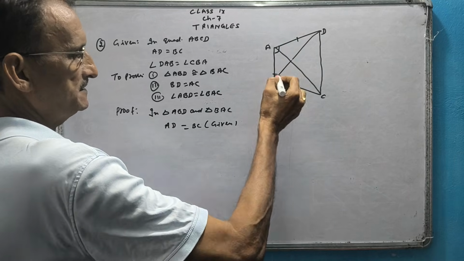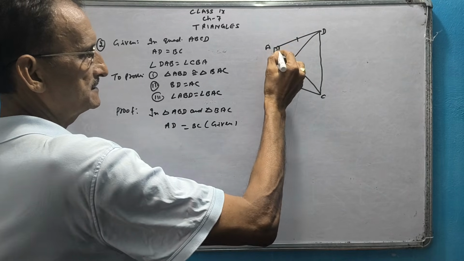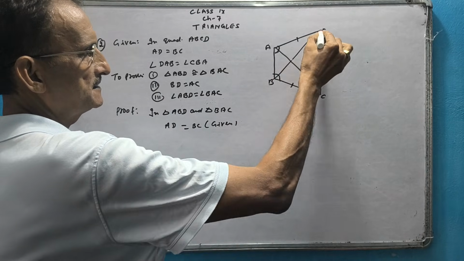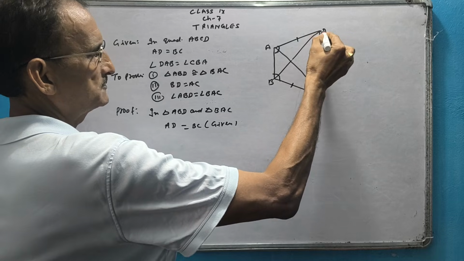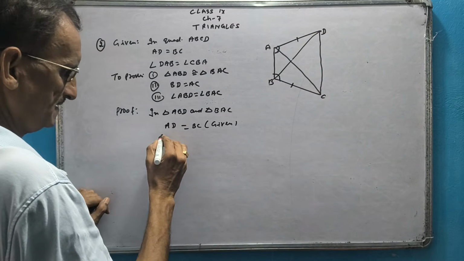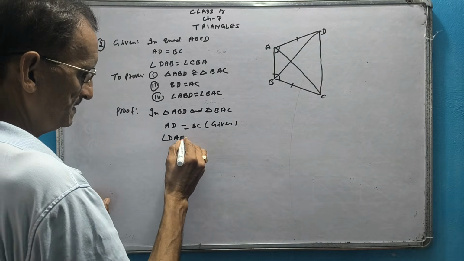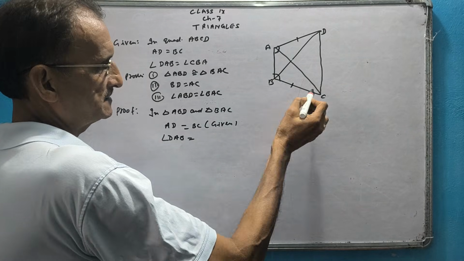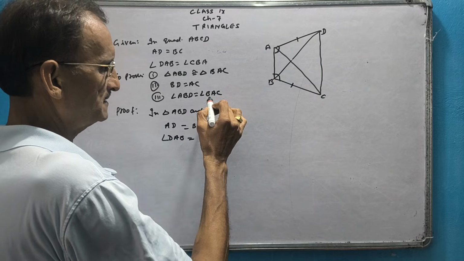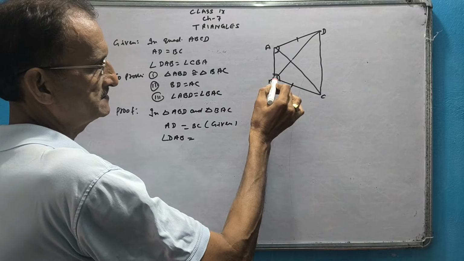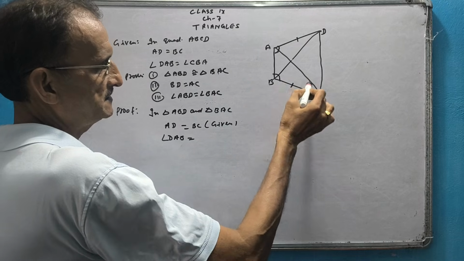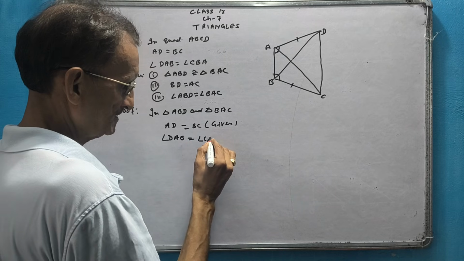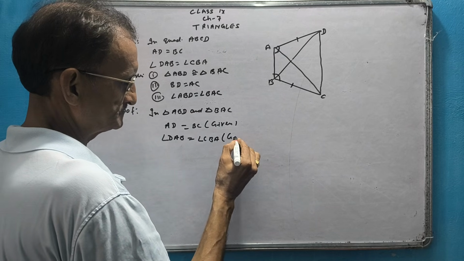Angle DAB. This is the angle of triangle ABD. What is the name? Angle DAB. You can say BAD also, but angle DAB they have given. So we will write angle DAB is equal to angle CBA, and this is one of the angles of triangle BAC. Name is CBA, ABC. It can also be angle CBA, given.